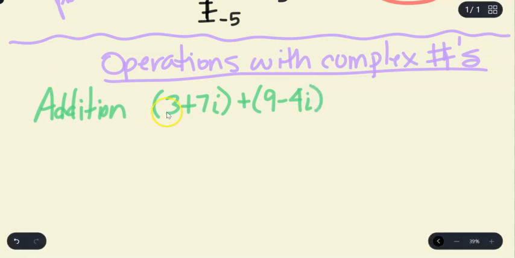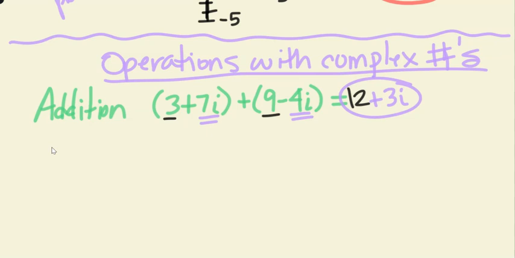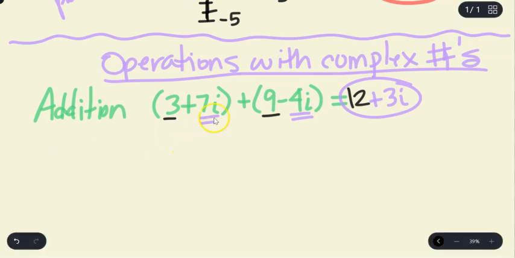Remember, each complex number has a real component and an imaginary component. So when I add these together, I'm going to combine my like terms. So I have 3 and 9, which is 12. And then I have 7i minus 4i, which is 3i. And that is it. That is simple addition. You just have to make sure that you match up the like terms, which are the two imaginary components and the two real components.